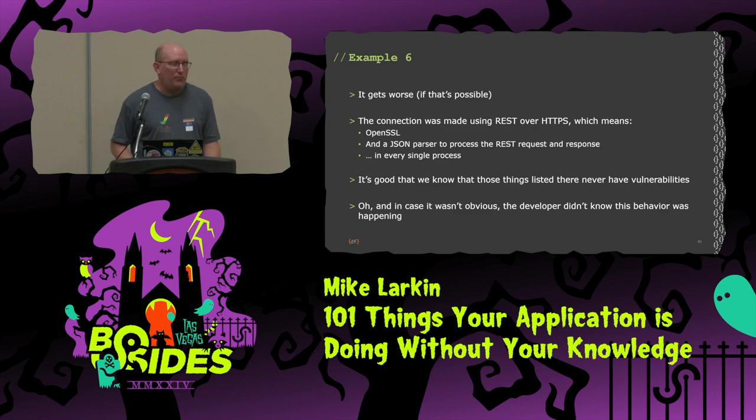What is this phone home operation doing? Well, the way this thing was built is that it did an HTTPS connection and then used a JSON parser with REST to post a request to some update server to see whether or not there was a new version of the software available. So what does this mean? This means you have a library that's now injected into every process in the system, which contains OpenSSL, a JSON parser, and a TLS mechanism. And that's really good, right? Because we know that none of those things ever have bugs, right?